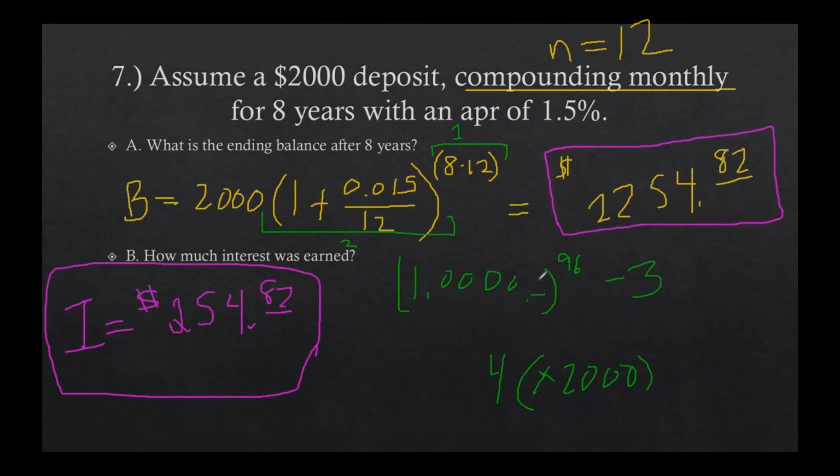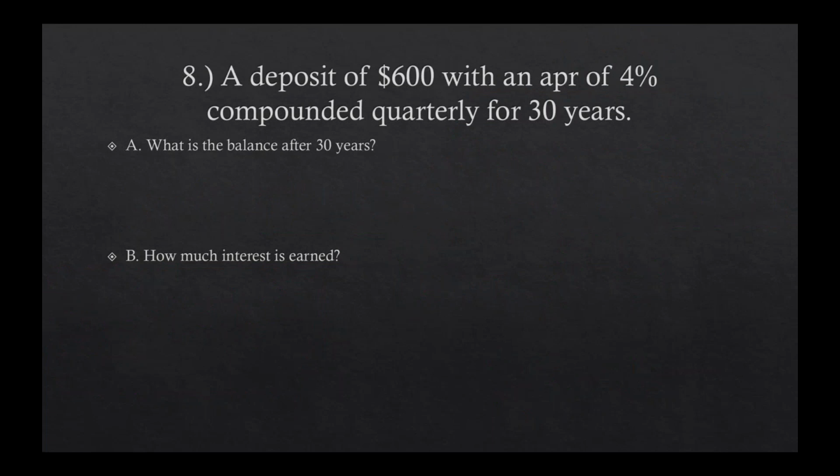Let's do one more, because I think with these, it's not necessarily that you're using a formula and plugging numbers in, but you really need to be comfortable with what you're starting with, what your exponent looks like, your percents to decimals, what you're dividing by, and all that business. So go ahead and try this one. A deposit of $600 with an APR of 4% is compounded quarterly for 30 years. So now we're dealing with quarterly. What does that make your end value if we're talking quarterly? 4. Very good. Okay, go ahead and try that one. I'll give you a minute or so, maybe 2.